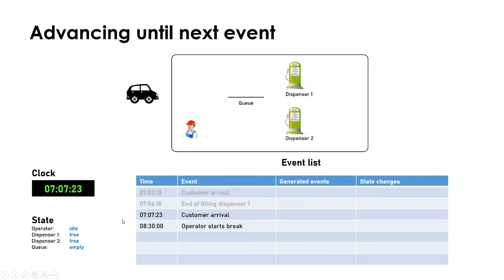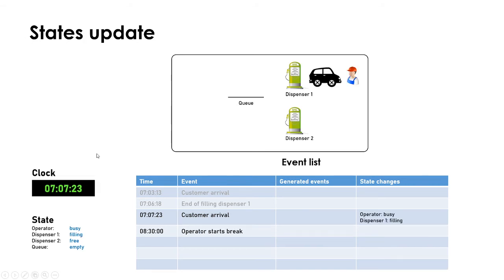We do that, and we are now at 7/7/23, and the customer arrives, and we do exactly the same we did before. The customer tries to access the queue, which he or she can do. And then the car moves to the dispenser, which is available, and we assign the operator to the dispenser. And we'll have the operator busy and dispenser 1 filling. Again, now we have updated our states: the operator is busy, dispenser 1 is filling, dispenser 2 is free, and the queue is empty.